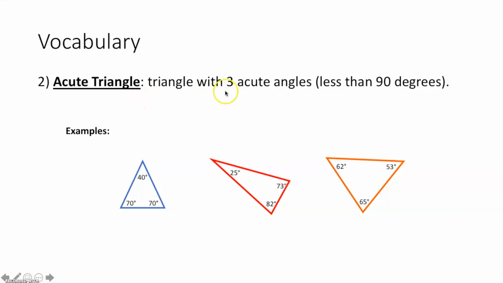An acute triangle is a triangle with three acute angles less than 90 degrees. So if you look at each of these triangles, you can see all of the angle measures in each of the triangles measure less than 90 degrees. Therefore, each of them are acute triangles.